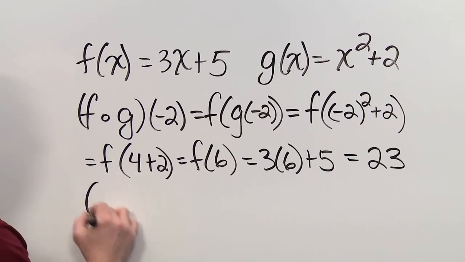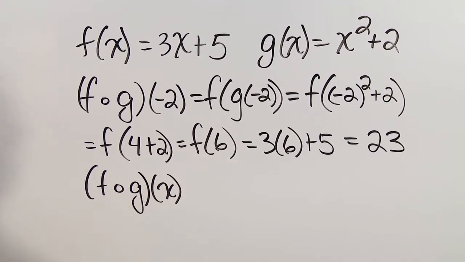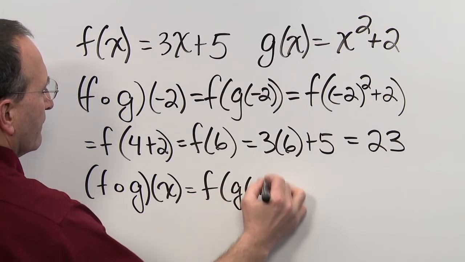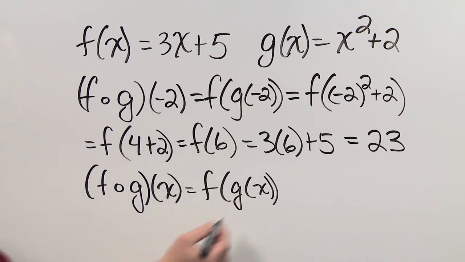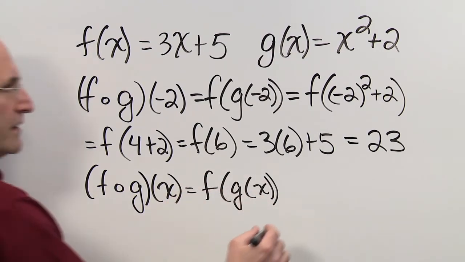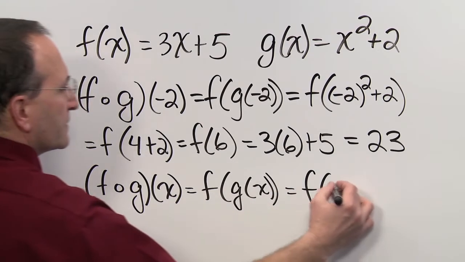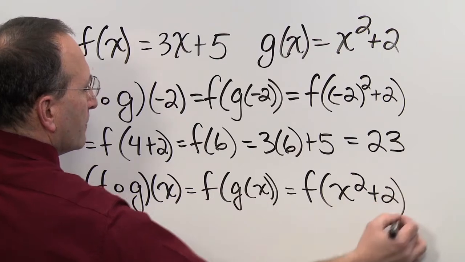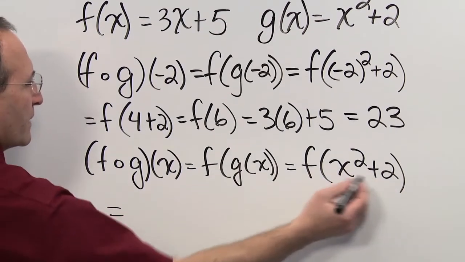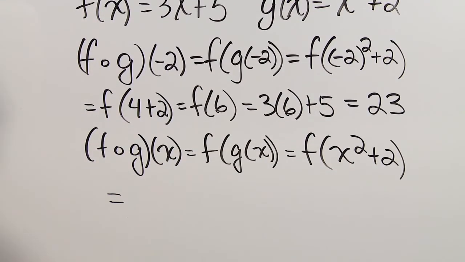Now, for the composition of f with g of x, we would write that as f of g of x. And that means substituting the formula for g of x into f. So this would be f of, and the formula for g of x is x squared plus 2. And so we substitute in x squared plus 2 for x in the formula for f of x.